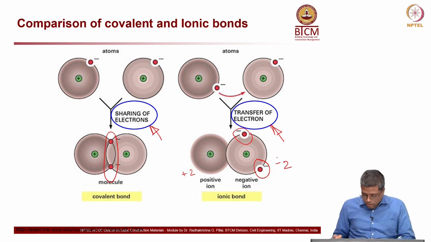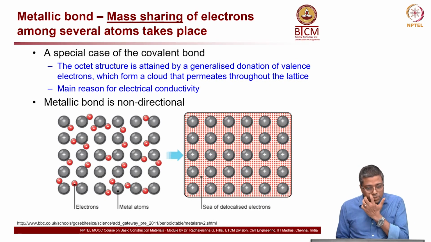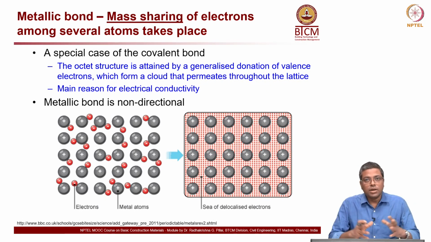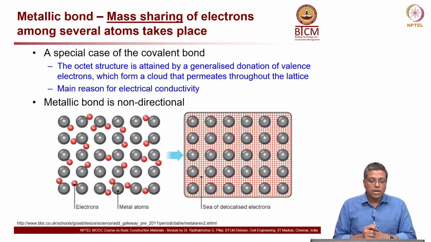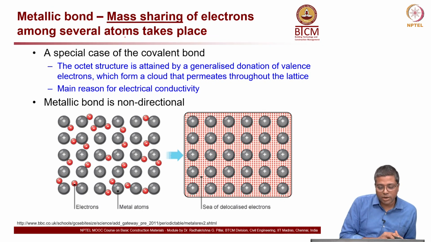Okay. Now, metallic bond. So, this is mass sharing, meaning sharing, but on a larger scale, of the sharing of electrons among several atoms takes place. We can also look at it as a special case of covalent bond.